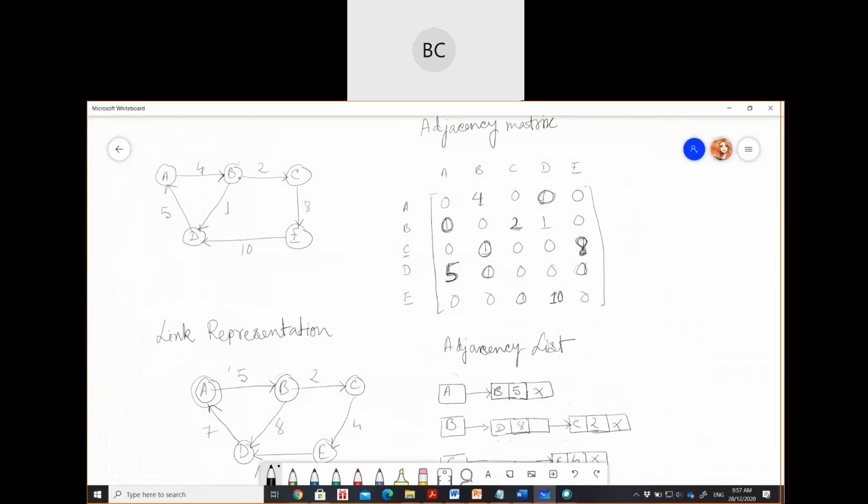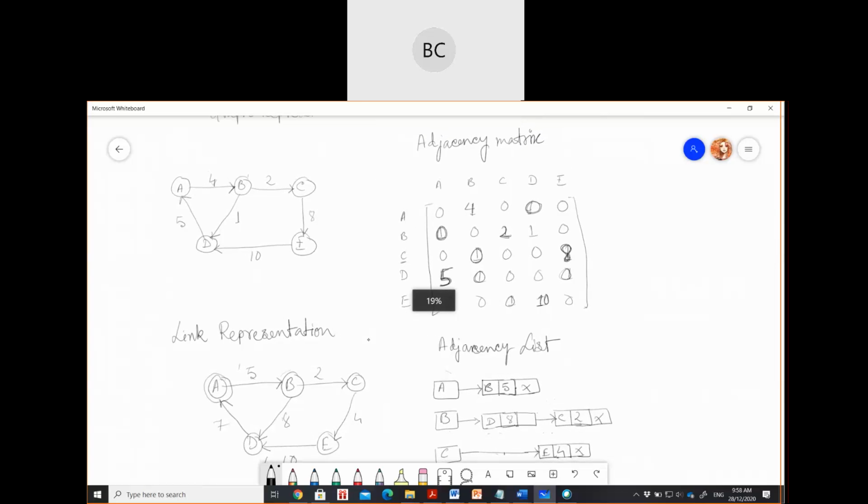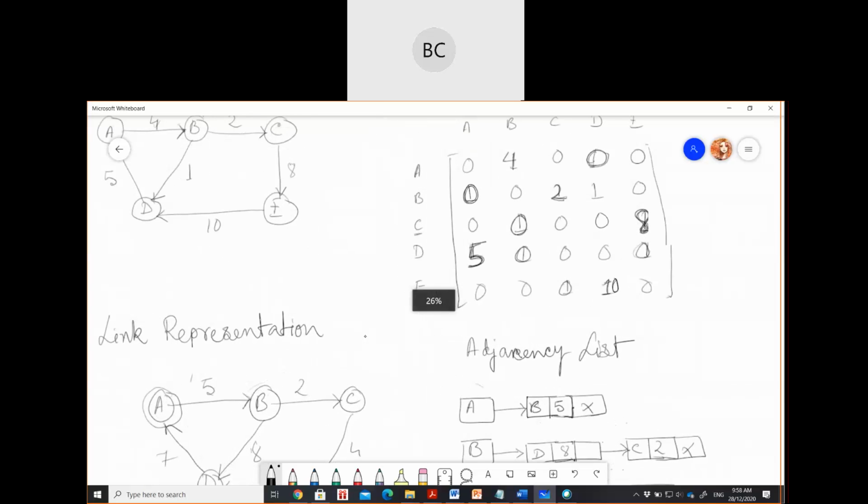If it's undirected, you have to write for both A to B and again B to A. Since it's a directed graph, I just wrote the cost directly from A to B. So always check whether your graph is directed or undirected. If there is an edge between two nodes, the value will be 1, otherwise the value will be 0. And in case of adjacency list, we just store the adjacent nodes in the form of a linked list.